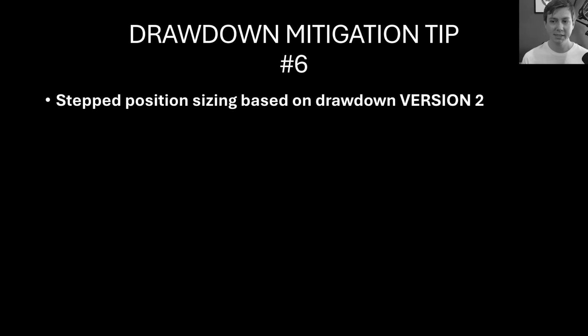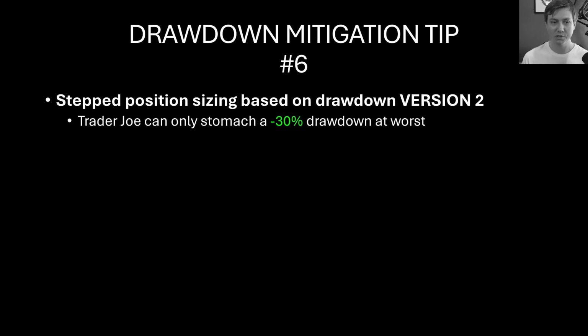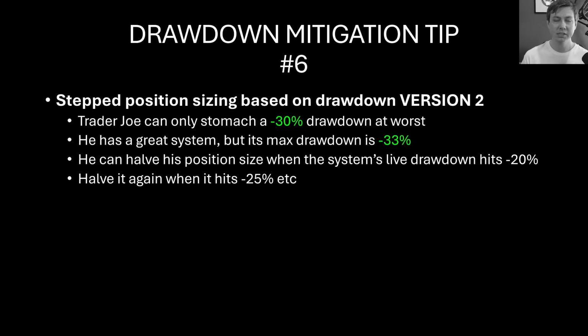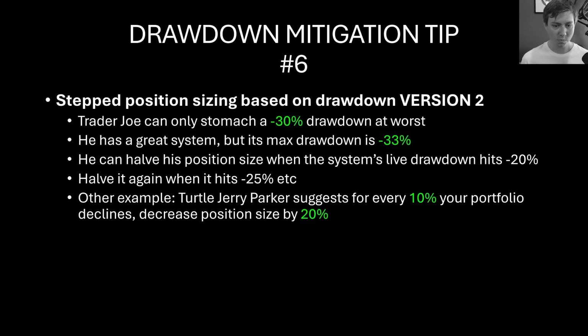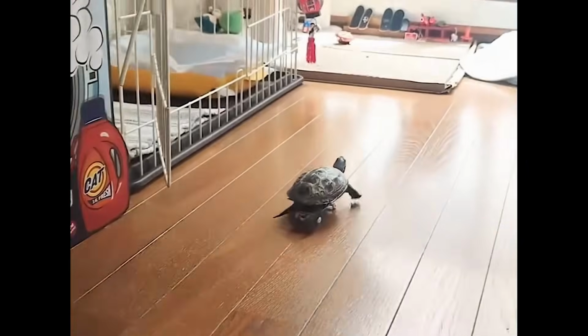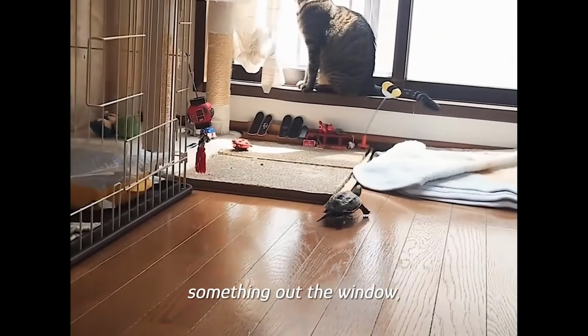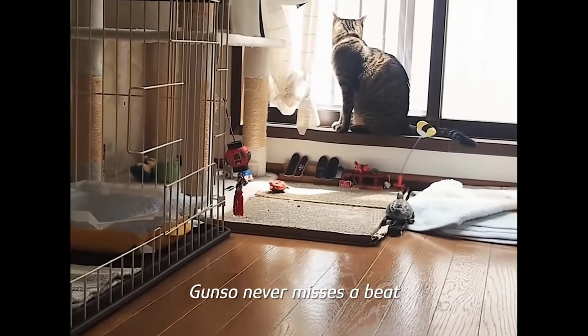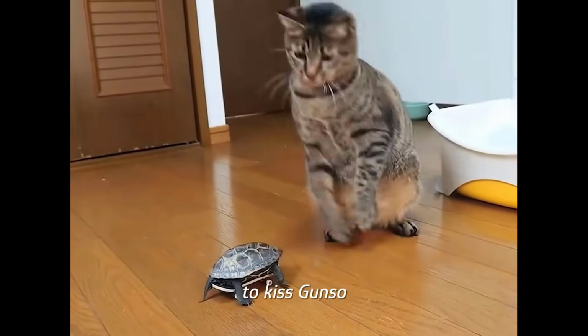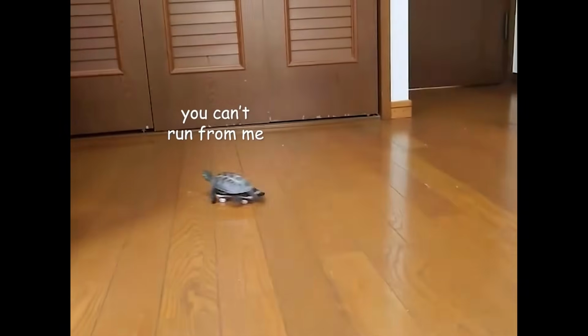Tip number 6 is a slight variation on tip number 5. So I'm cheating here, kind of. I'm splitting up the two different versions of this approach. So we have this initial approach. One other option is one method that Jerry Parker, famous turtle trader, uses. If you don't know about the turtles, go and research them. That's a fascinating story and lots of valuable information came out of their experiment.